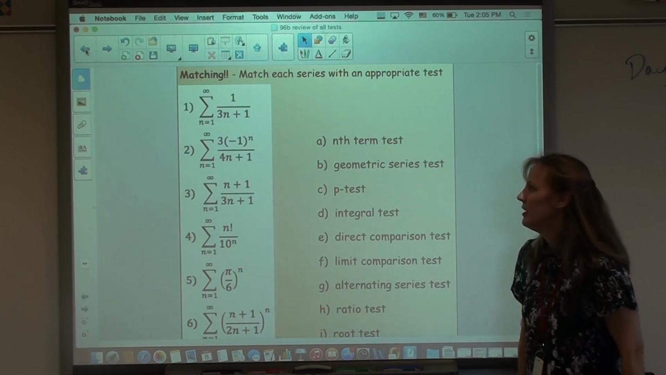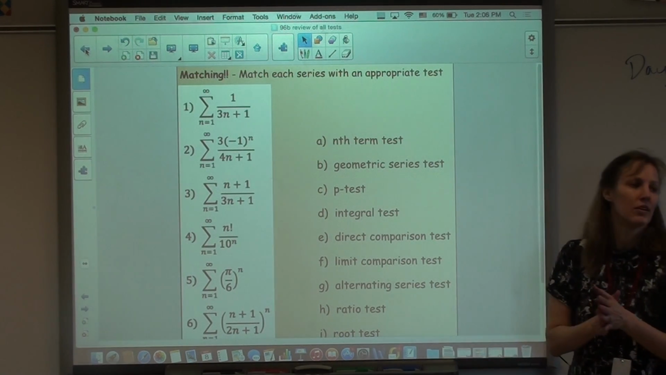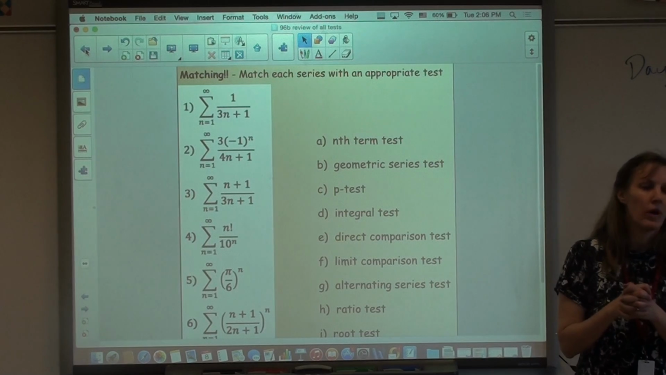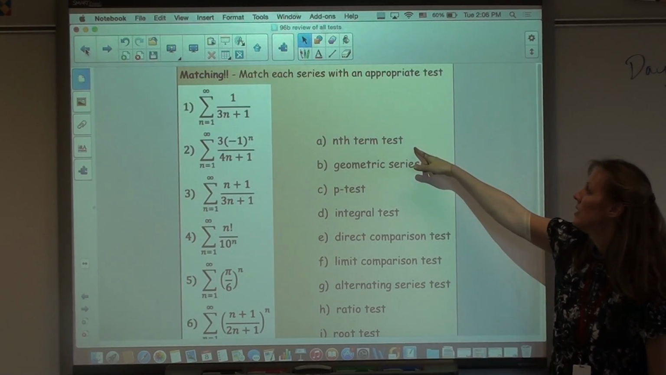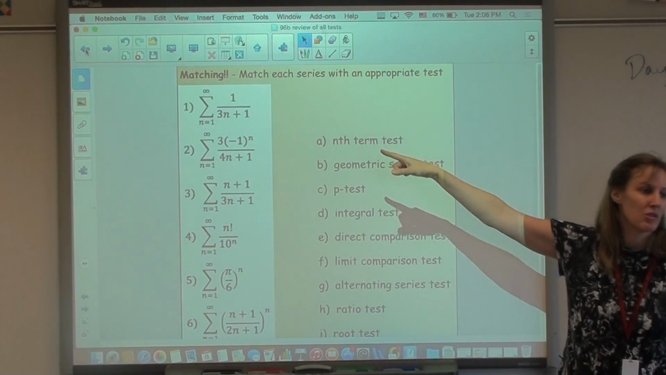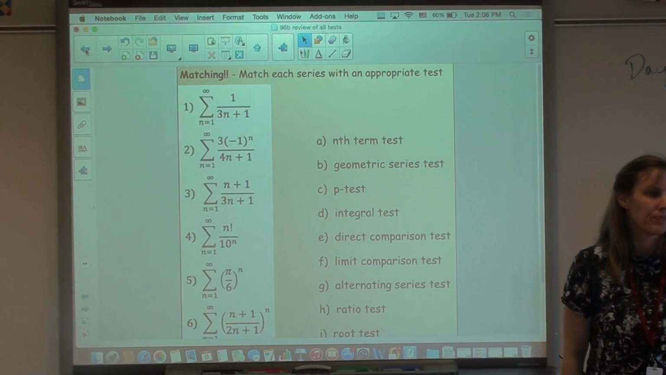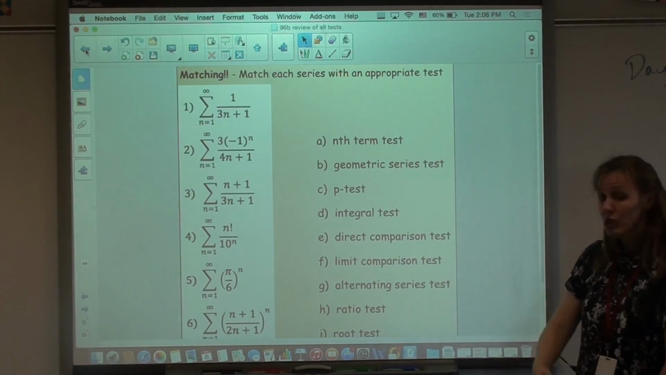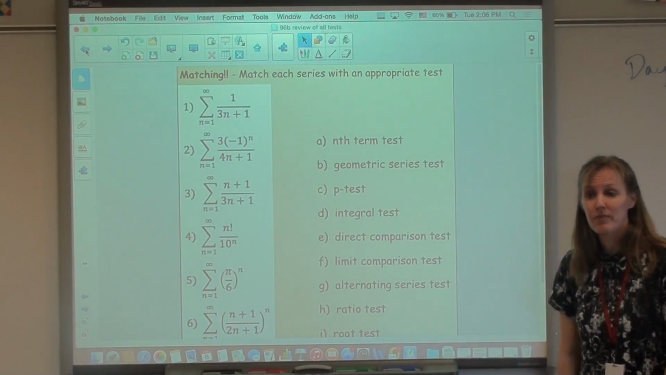Why can't you use the nth term test? Because the limit approaches 0, so it's inconclusive. Can you do the integral test? You can do the integral test. Yeah, you could.